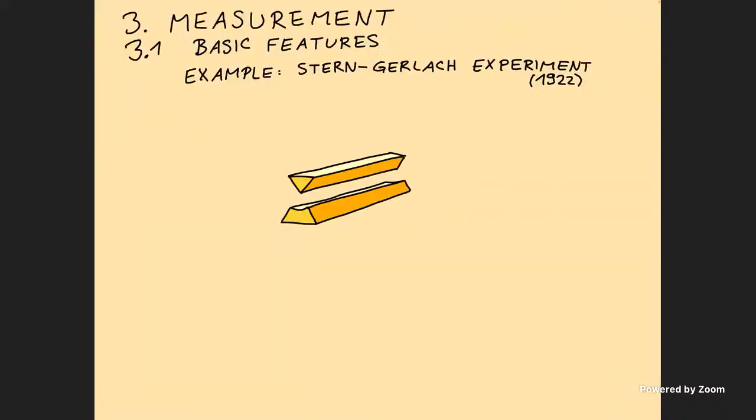Now, I want to start by discussing the basic features of the measurement process. And here I will start with a prototypical measurement that was the first one that showed people a true quantum measurement with discrete outcomes, and that is measuring spin, so the Stern-Gerlach experiment.